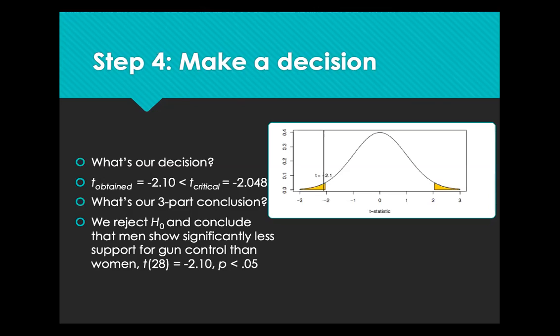And how you would report that is you would say t, parentheses 28, which represents degrees of freedom. The t, in this case, equals negative 2.10 with a p-value of less than 0.05.